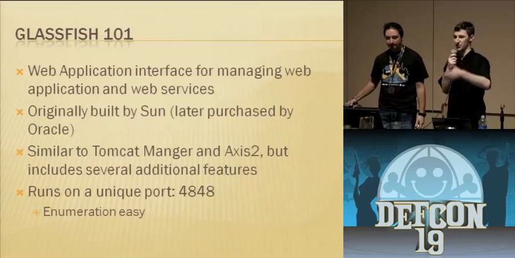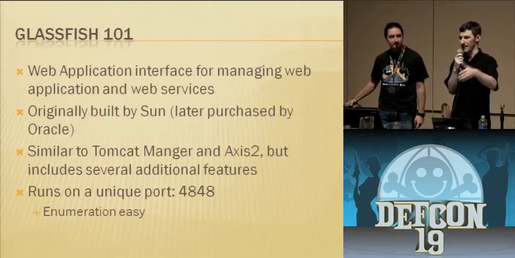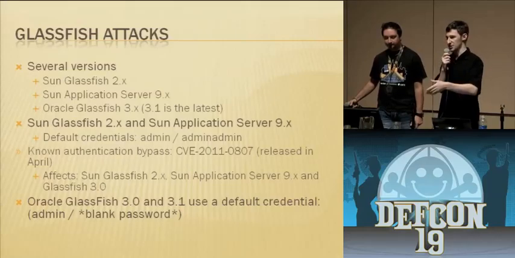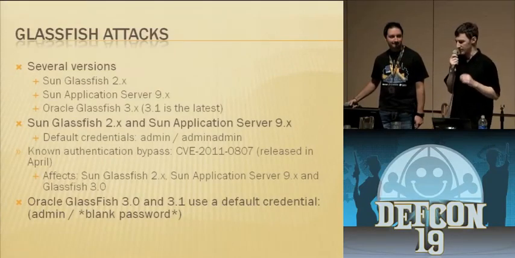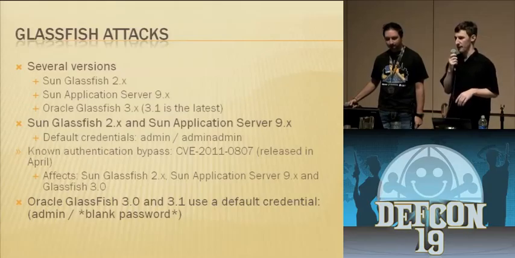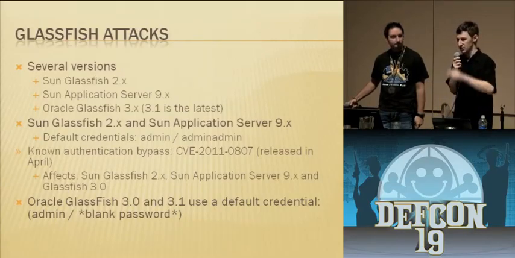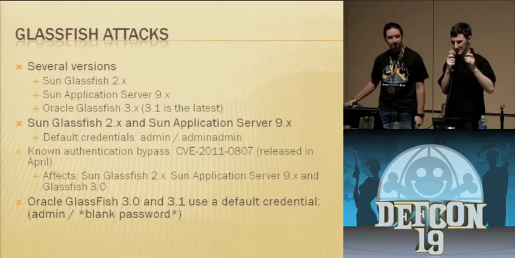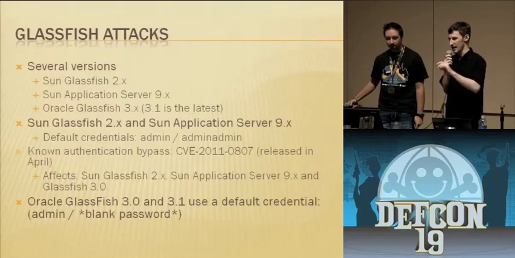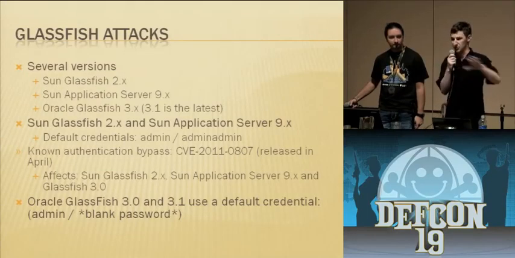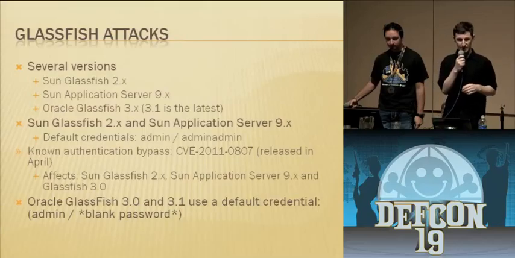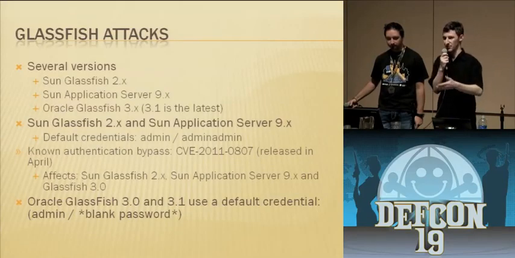We could just deploy a malicious one if we could get authenticated through the application, or maybe bypass authentication. In the industry, we've seen a documented CVE, a known authentication bypass for earlier versions of Oracle GlassFish. Oracle had previously purchased Sun, and the earlier versions were Sun GlassFish Enterprise Server 2.x and Sun Application Server 9.x, and it also affects GlassFish 3.x. Those were the earlier versions that the authentication bypass affects. But in the later version, 3.1, there is also a default username and password: admin with a blank password, right?